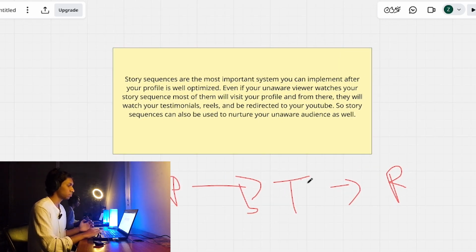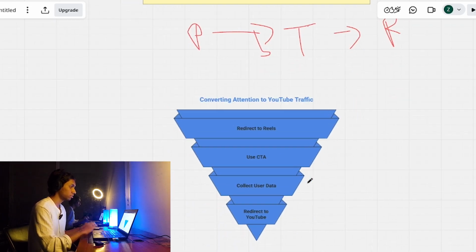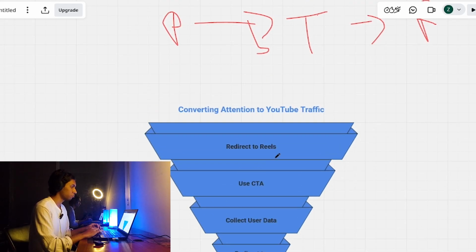Now, it can be used in multiple ways. For example, you can also use story sequences to collect user data or basically do market research and make your landing page or VSL with that. So it works something like this.